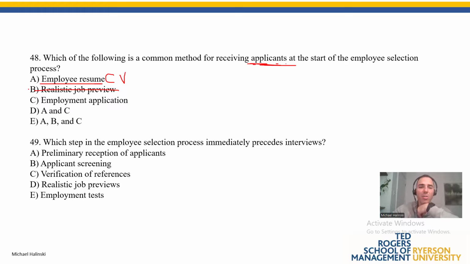This can be a video, this can be a conversation with new hires, this can be even potentially like job shadowing or observations for a day. Okay. It's not associated with receiving applicants. So in an employment application, yeah, that's correct. So it's A and C.